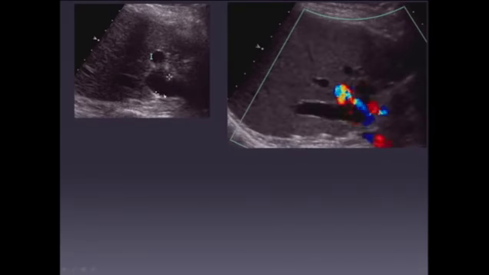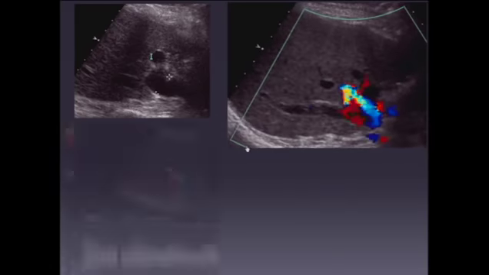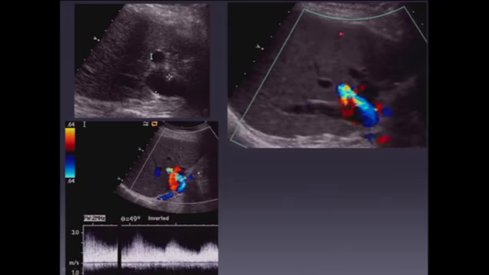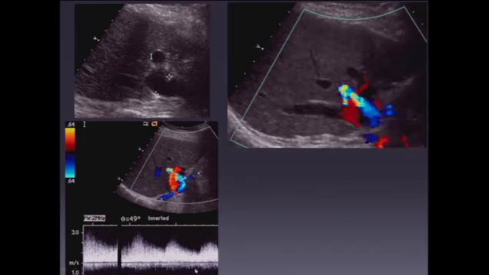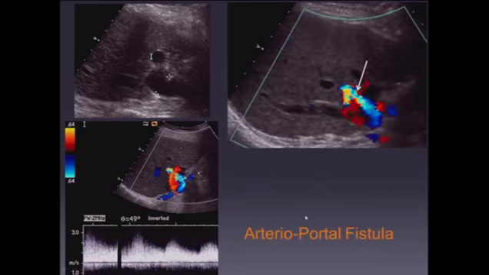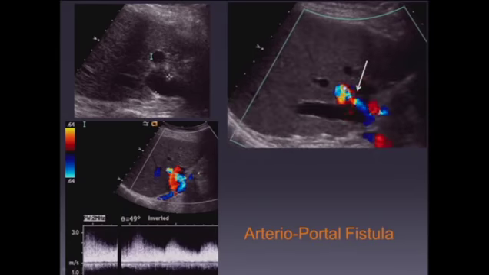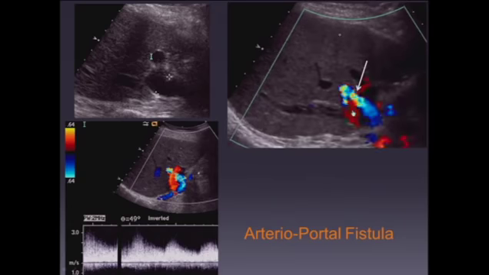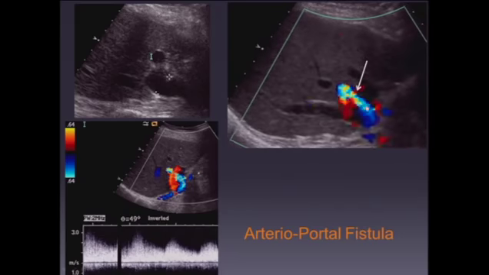And we see that the portal vein on the grayscale is markedly dilated. This high velocity vessel is arterial, as you might expect. It's very turbulent with velocities of greater than 3 meters per second. This was an arterial portal fistula. The hepatic artery had fistulized into the portal vein and was sending a jet of arterial blood retrogradely into the portal vein away from the liver.